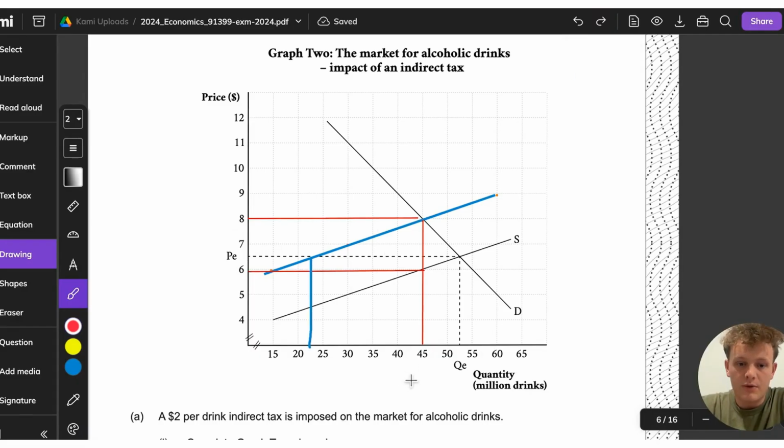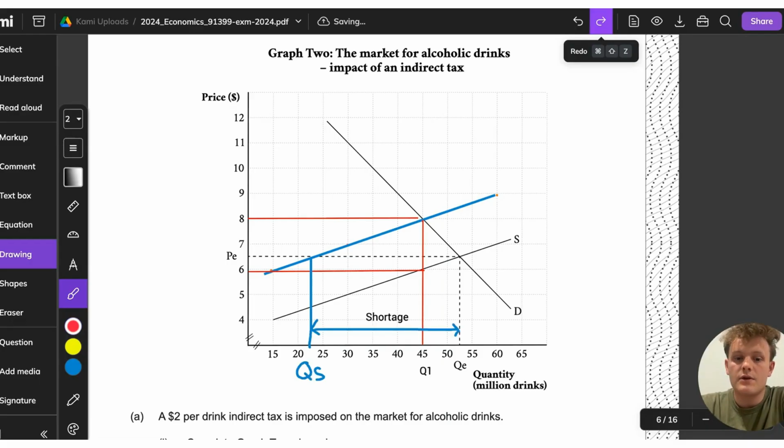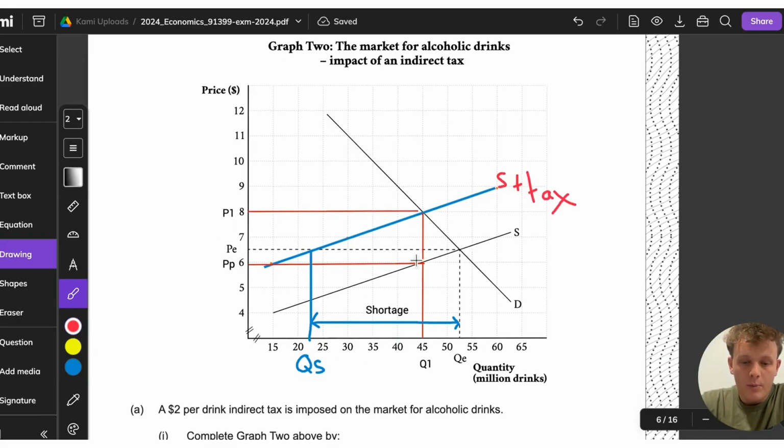And then we need to label the shortage as well, which is at PE. Here is our new supply curve, or QS, 22.5 million. And so that's QS. There's our shortage. There's our Q1 and P1 labelled. There's our PP labelled. And then the last thing we need to do is up here, just write S plus tax.